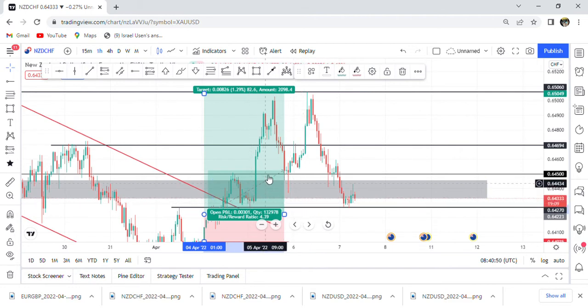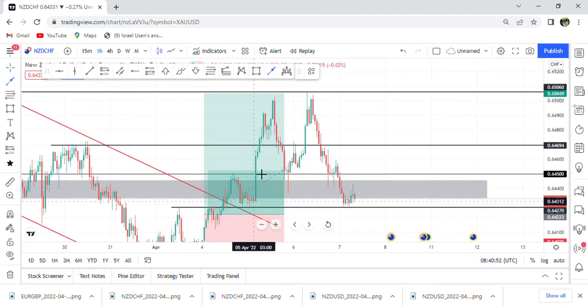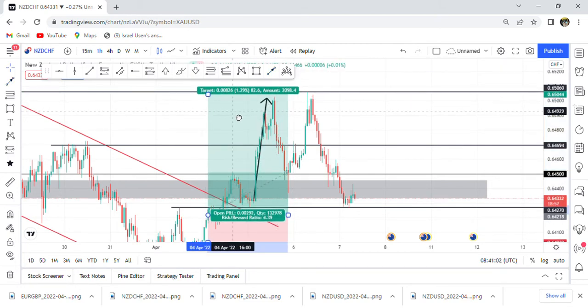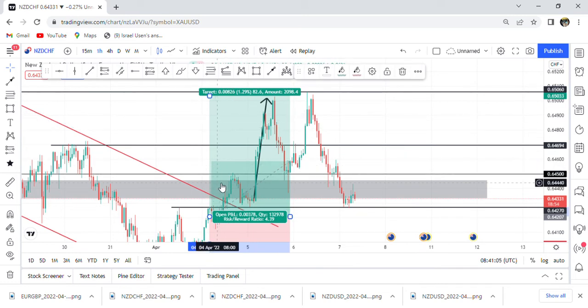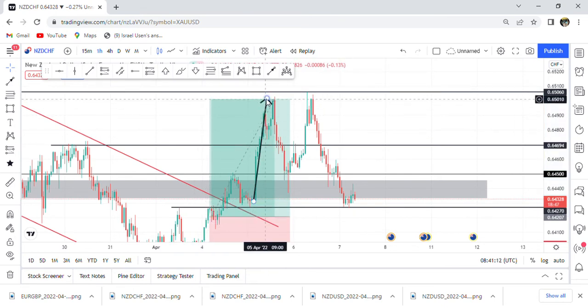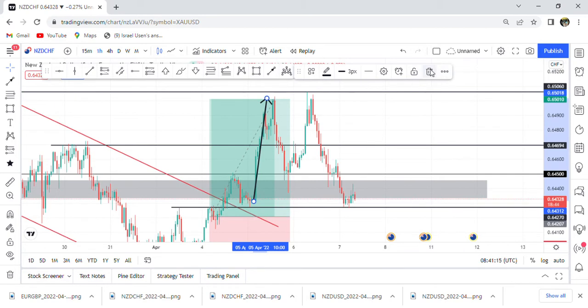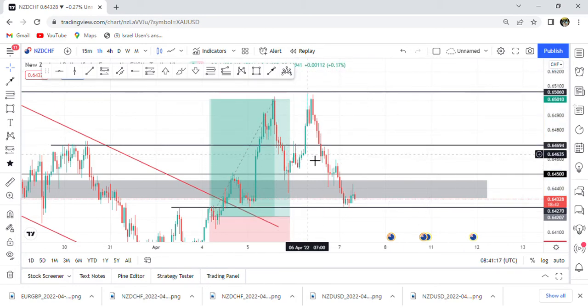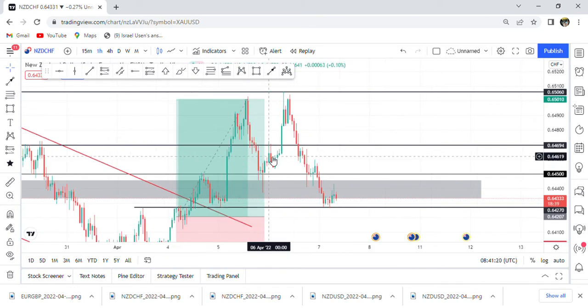Price did push beautifully to the upside. Boom! It hit my TP. Price did hit my TP, and it was a beautiful trade. Got about 82 pips, bagged about 18K dollars.